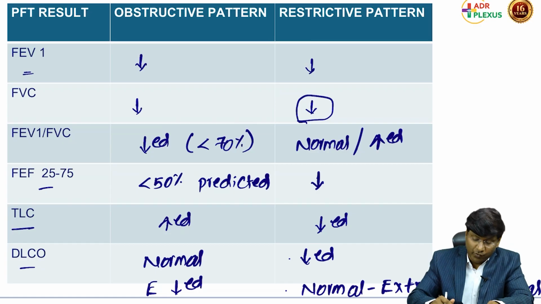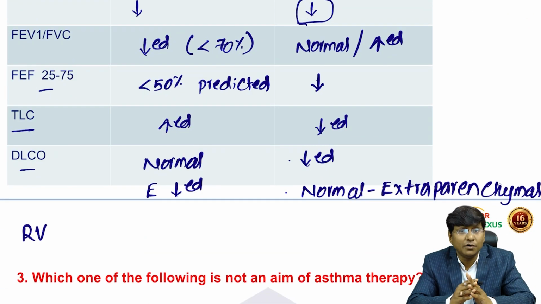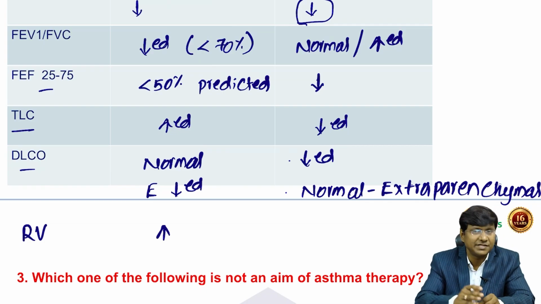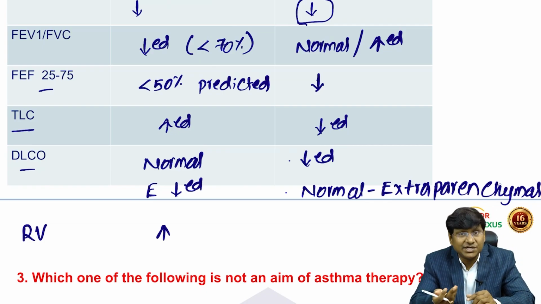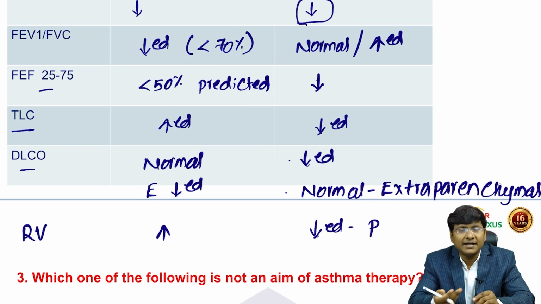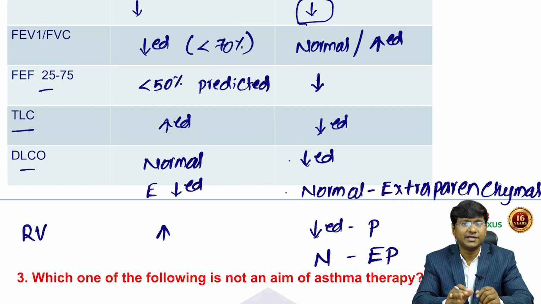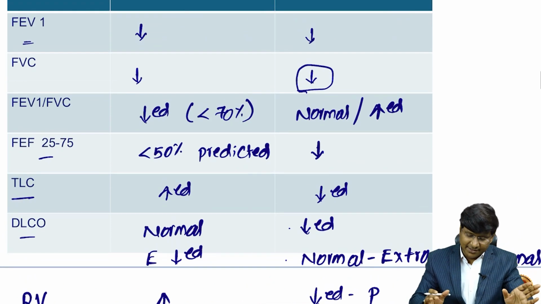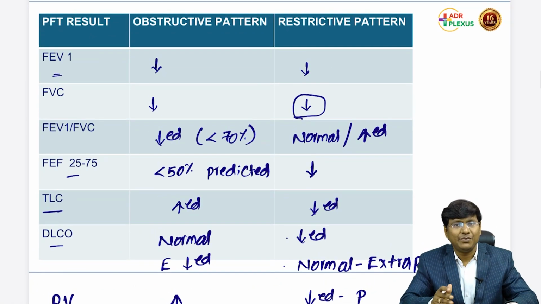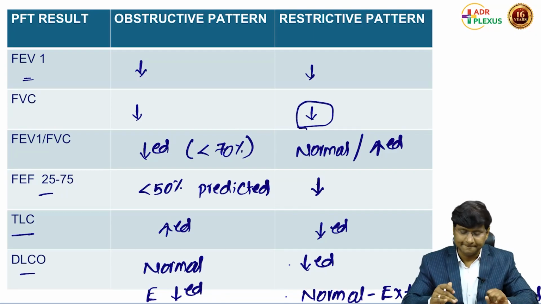One more important parameter is the residual volume. If you take the residual volume in obstructive lung diseases, it is increased, right? Whereas in restrictive lung diseases, residual volume is decreased mainly in parenchymal causes of restrictive lung diseases, whereas the residual volume remains normal in extraparenchymal causes. So these are the important differences between the obstructive and restrictive pattern in the pulmonary function test. So this is about the discussion related to COPD.